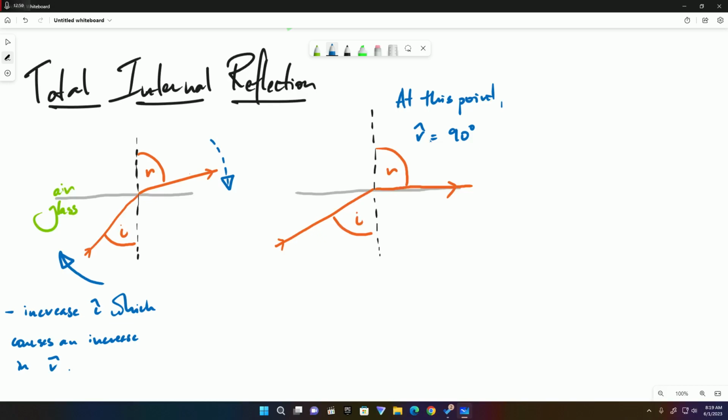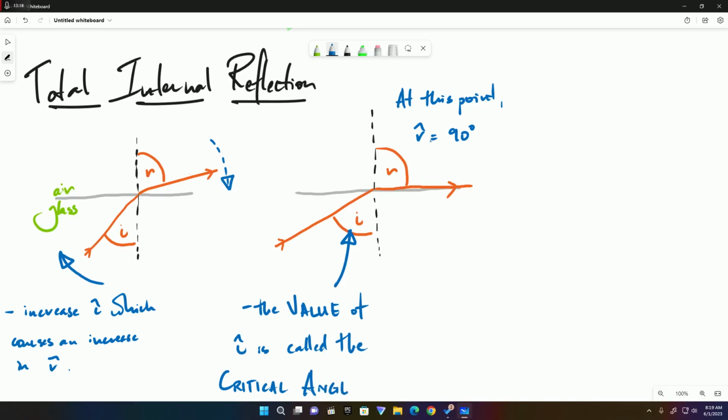Now this is very important because the value of, I should just put i hat, the angle of incidence, is called the critical angle. I nearly put the critical angel. Yep, I almost did that. The critical angle. It is said that total internal reflection begins at this point. Alright? Let me make a note of that. TIR begins.